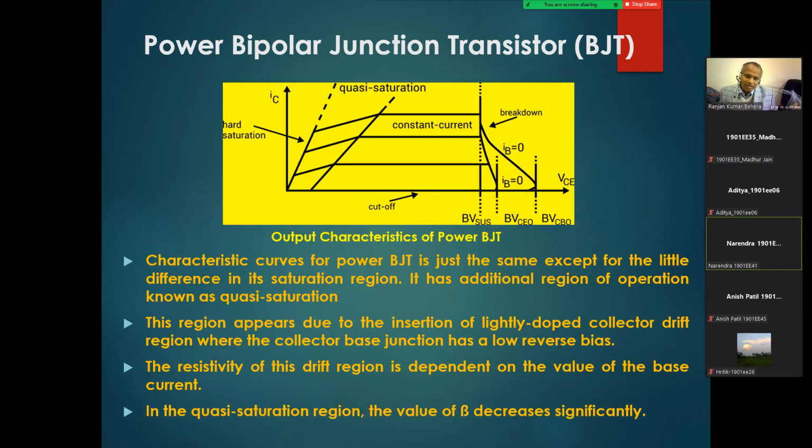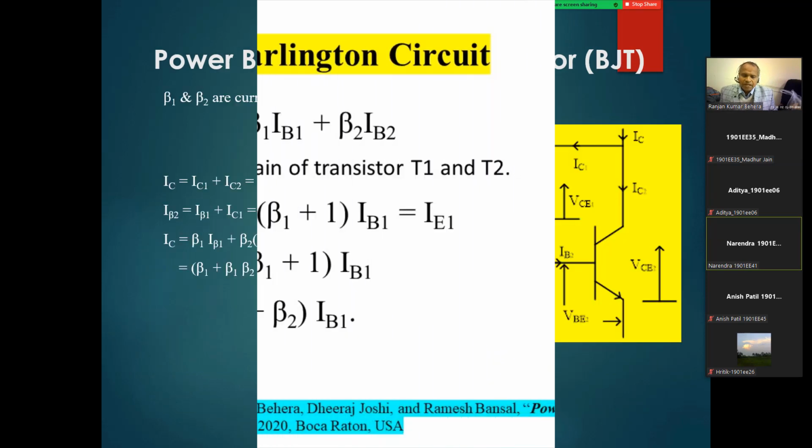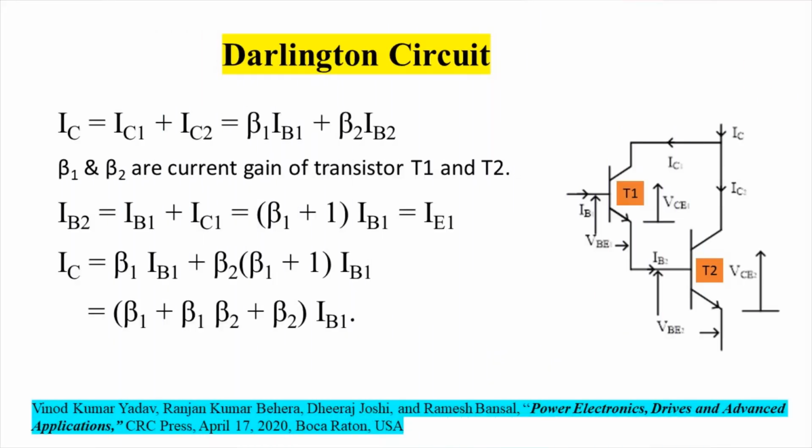So that is the quasi saturation region, and that is why the value of beta is reduced very significantly, because it is a current controlled device. Minority carriers depend on the base current. That is why we try to improve the base performance.